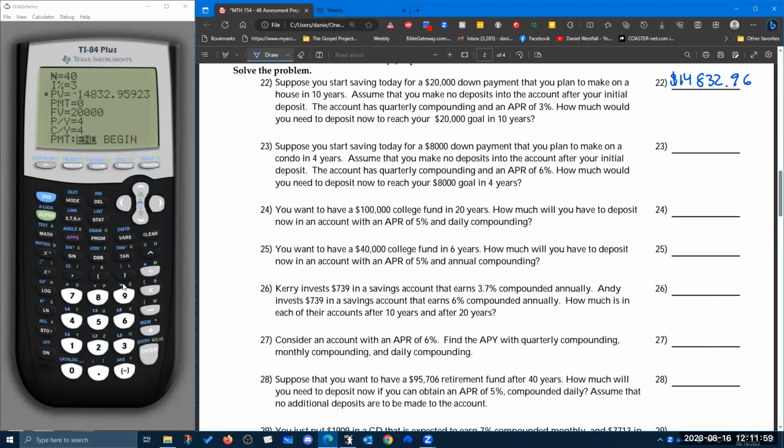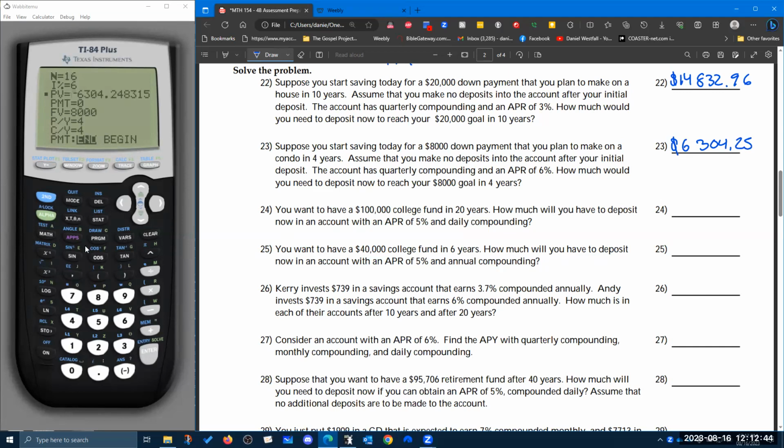Now we're going to start saving for an $8,000 down payment. So we're going to change this to 8,000, to make on a condo in 4 years, and it's compounded quarterly, so 16 times, and the interest rate is 6%. And solve, you're going to have to invest at least $6,304.25.